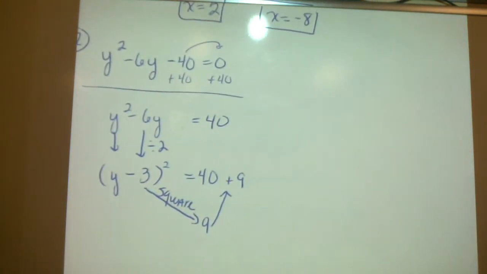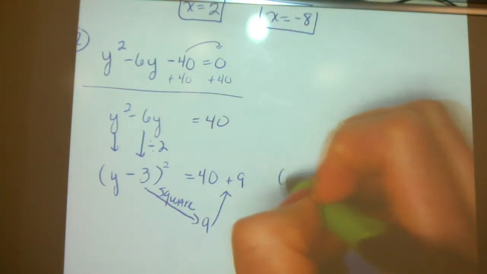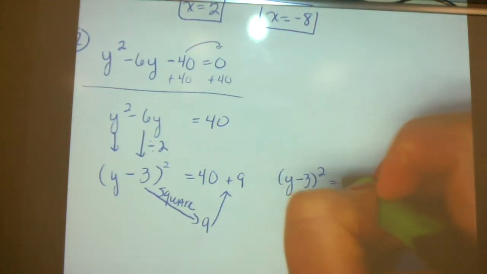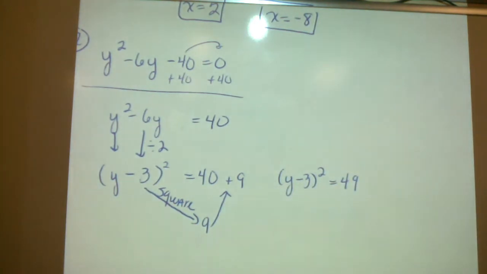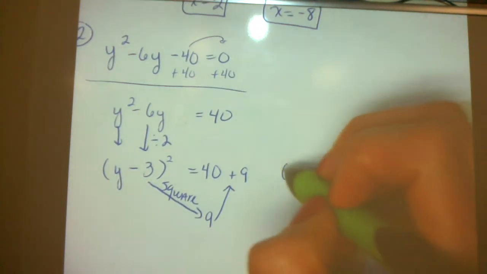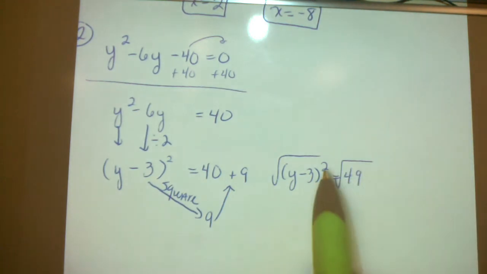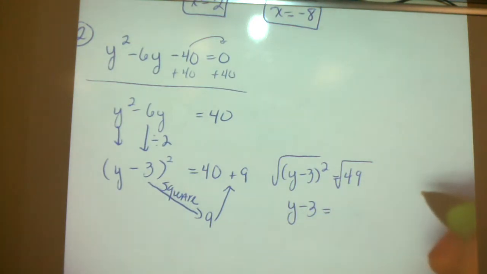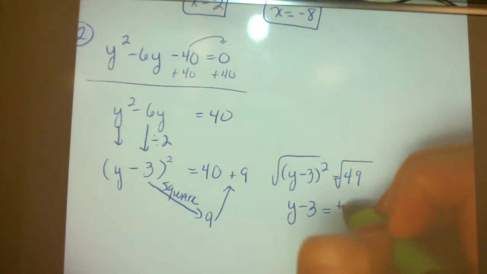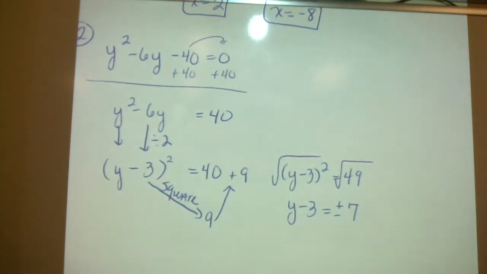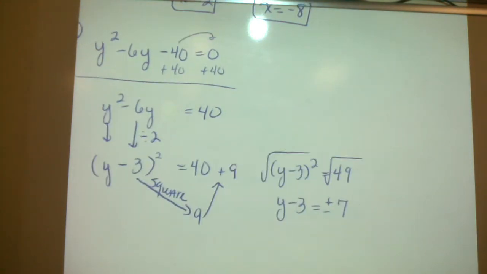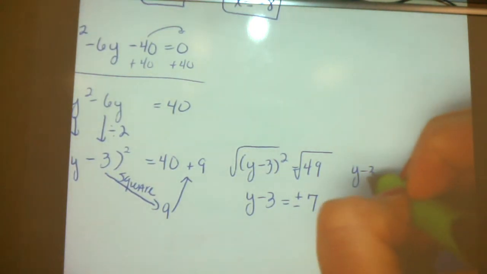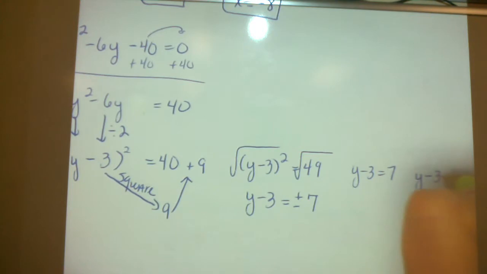Kind of work left to right now. So I've got y minus 3 squared is equal to 49. In order to get rid of that square, I need to take the square root. So this root cancels out with this power. I'm left with y minus 3 is equal to plus or minus 7. So I've got y minus 3 is equal to 7. Y minus 3 is equal to negative 7.